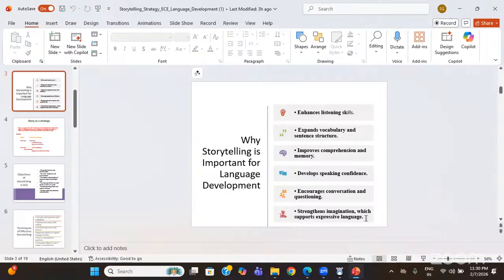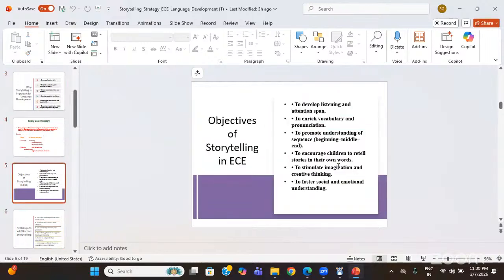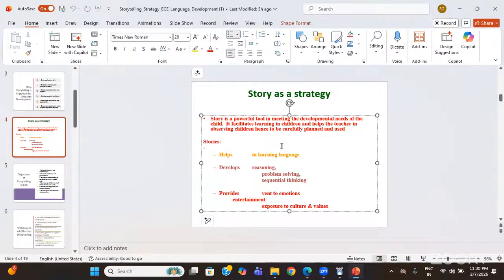So like this, it strengthens their imagination and it also supports the expressive language. Now, story is a powerful tool in meeting the developmental needs of the child. It facilitates learning in children and helps the teacher in observing children, hence to be carefully planned and used. So, stories help in learning language, develop reasoning, problem solving, sequential thinking, and provide vent to emotions.